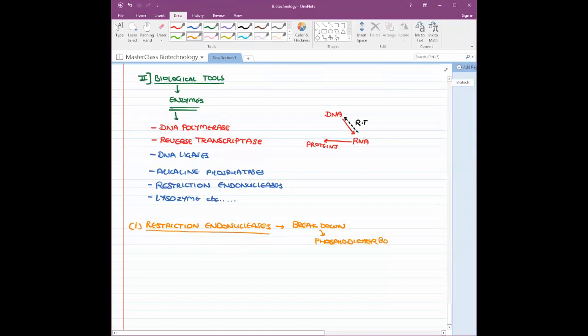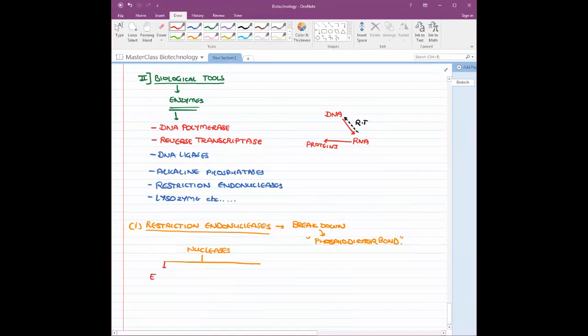Okay, so they break down the phosphodiester bond. Fine. Let's try to see what really happens there. When we talk about restriction endonucleases, endonuclease is actually a subset of nucleases. So first we need to understand what nucleases are, and then we will see what an endonuclease is and what the other one, exonuclease, is.